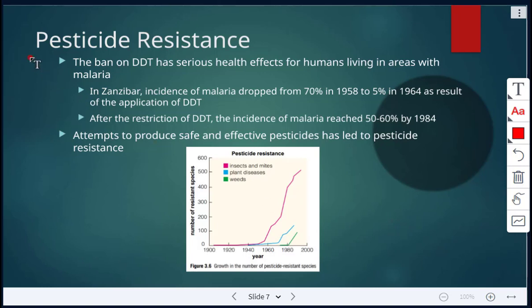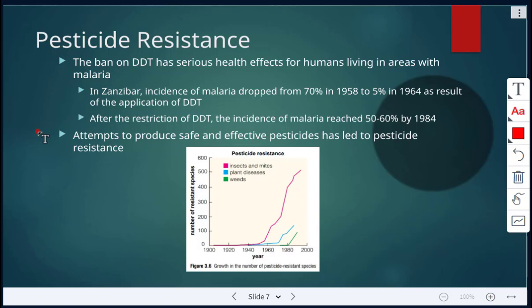So the ban on DDT did have serious health effects for humans living in areas with malaria. In Zanzibar, the incidence of malaria dropped from 70% in 1958 to 5% in 1964 because of the application of DDT. But then, as scientists realized the consequences of DDT and started restricting its use, the incidence of malaria reached 50 to 60% by 1984.